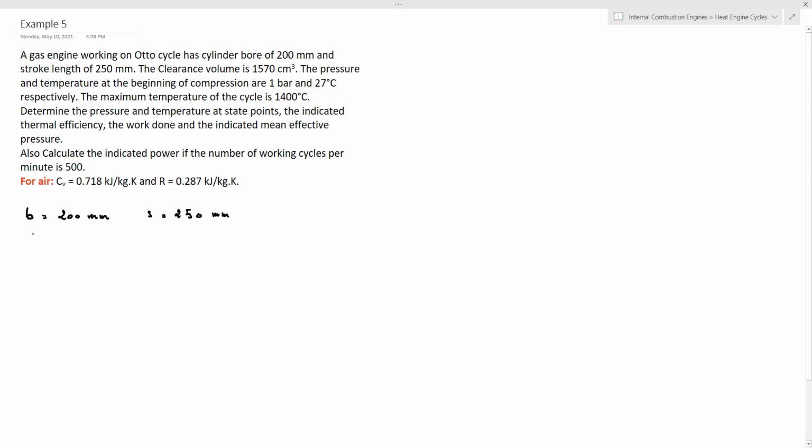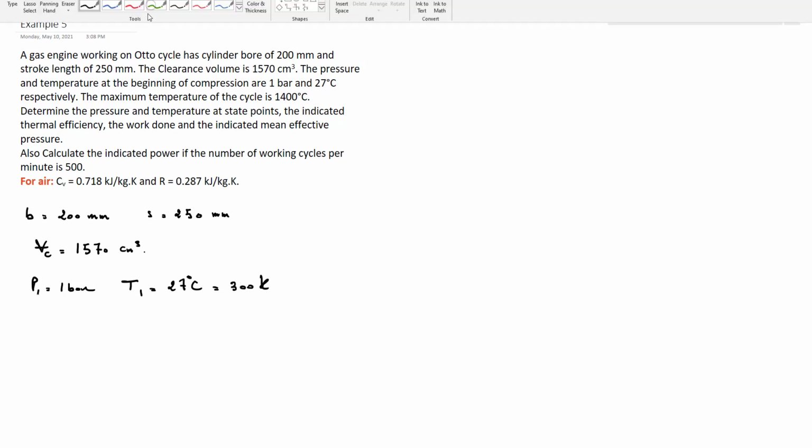The clearance volume, so the minimum volume, is 1570 centimeter cube. The pressure and temperature at the beginning of compression are 1 bar and 27 degrees Celsius. So this means that the pressure at state 1 is equal to 1 bar and the temperature T1 is 27 degrees Celsius or 300 Kelvin.